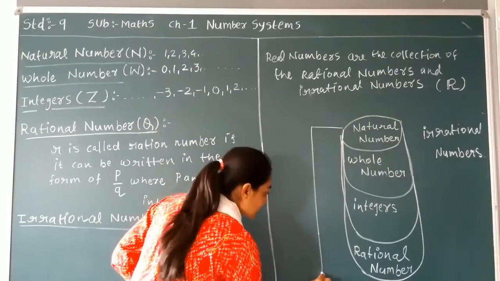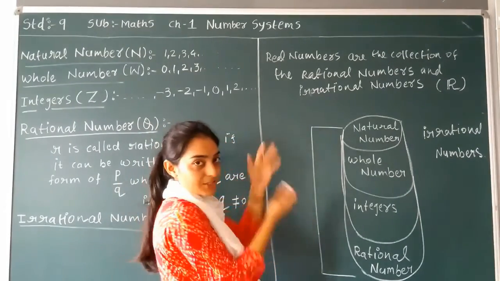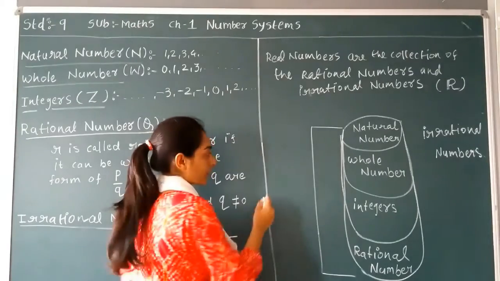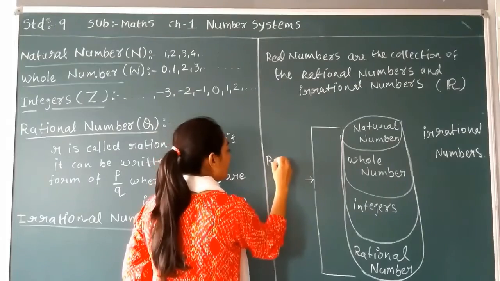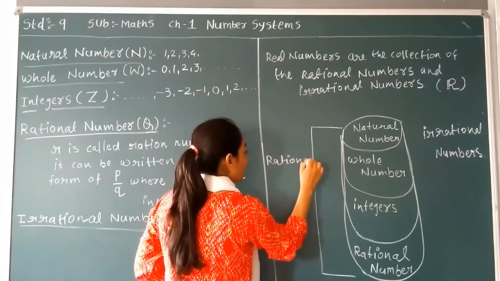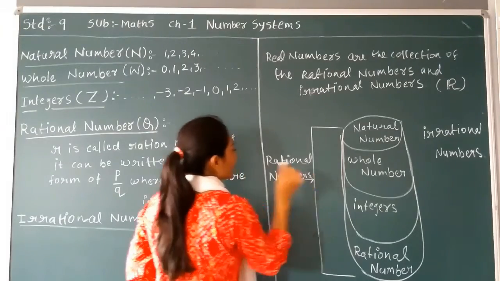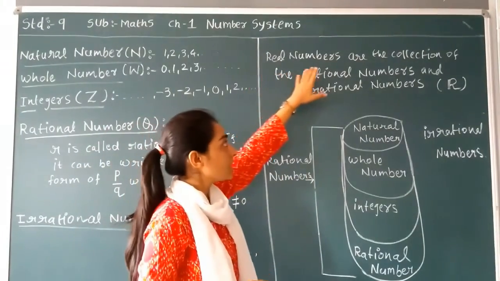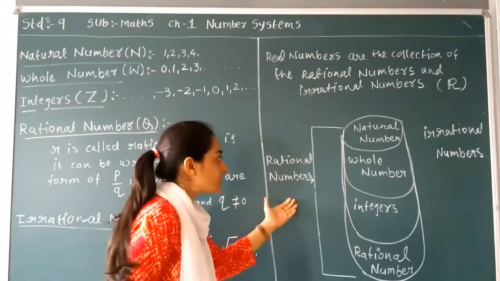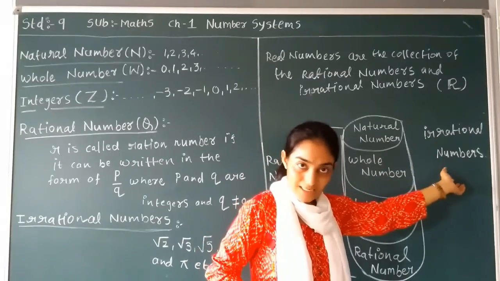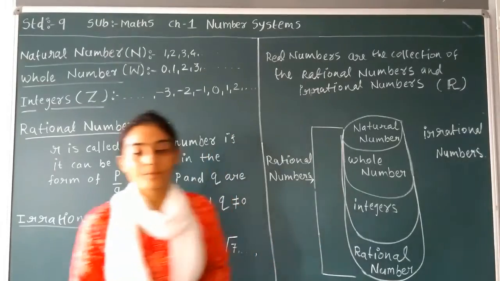So all these are my rational numbers, that's why they are written over here. Real numbers are the collection of rational numbers and irrational numbers. We call it a real number.